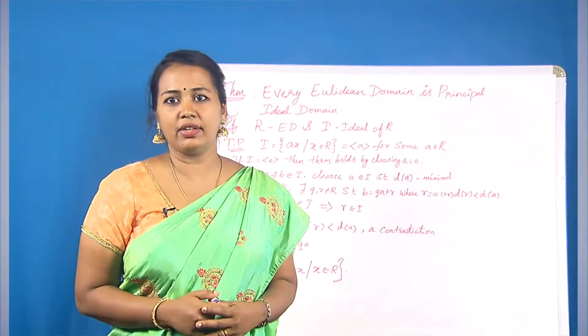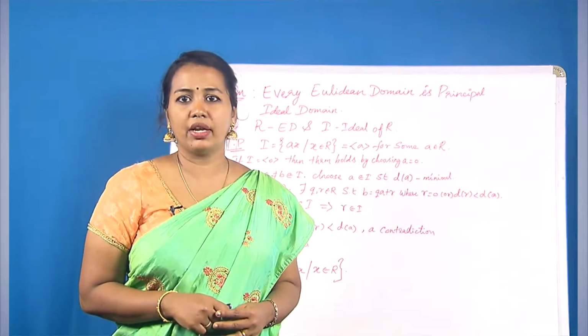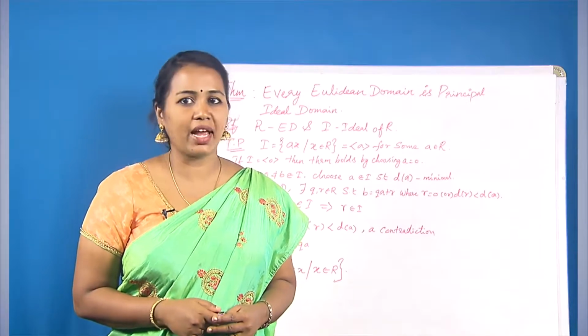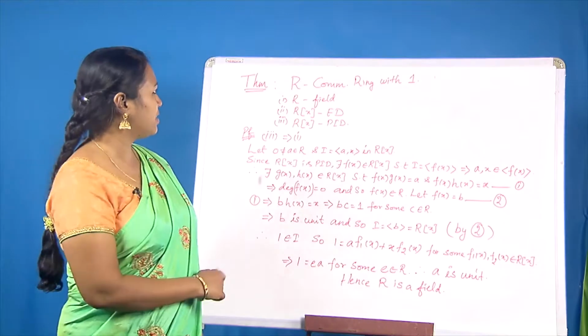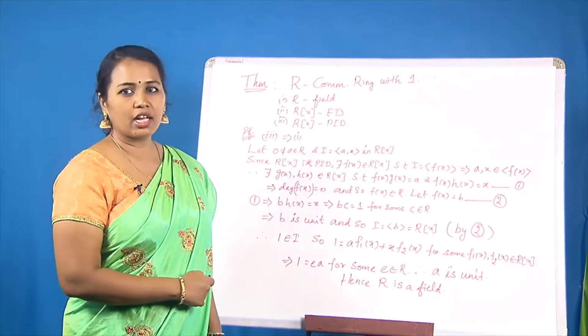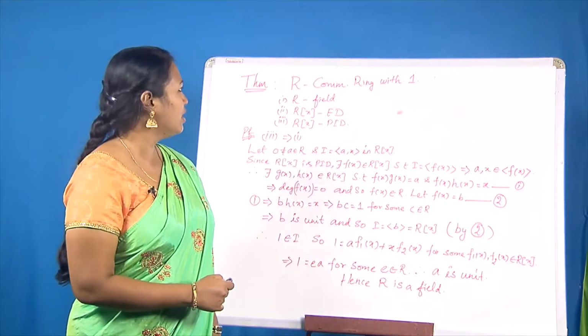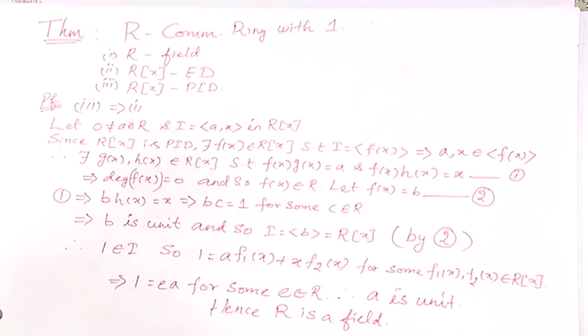Now let us see the relation of field, Euclidean domain and principal ideal domain in this theorem. Let us see the next theorem. Consider R, which is a commutative ring with 1. Then we have 3 conditions. We are going to show that these 3 conditions are equivalent: R is a field, R of x is a Euclidean domain, and R of x is a principal ideal domain.